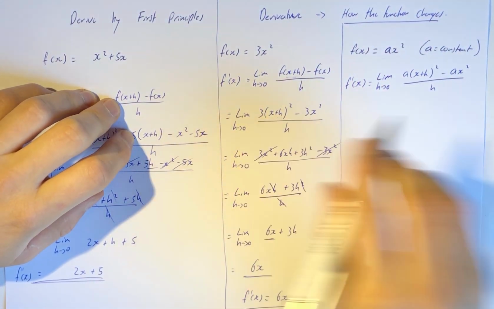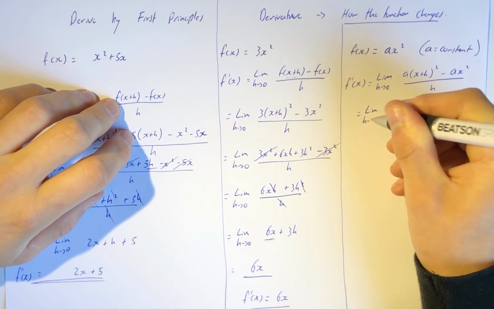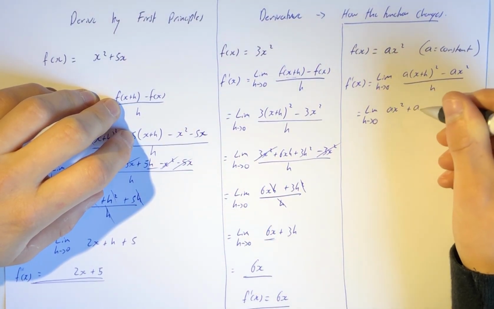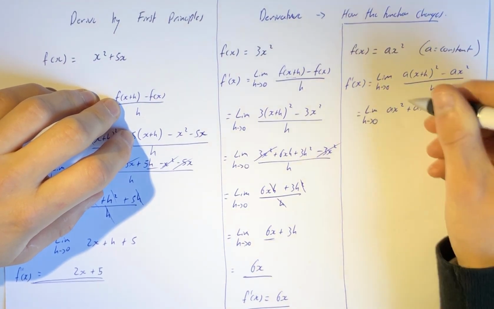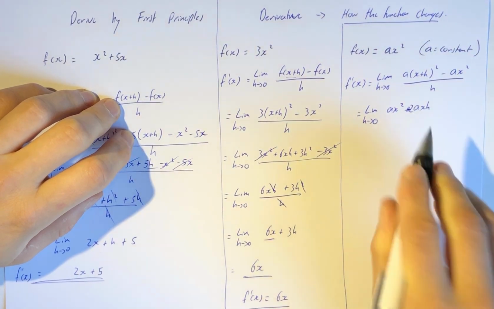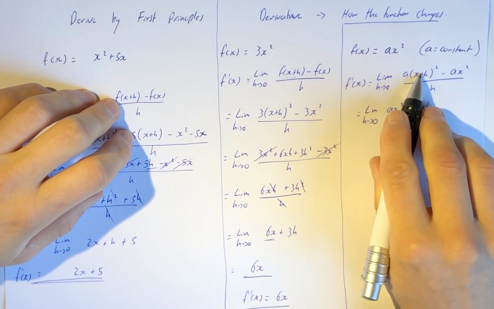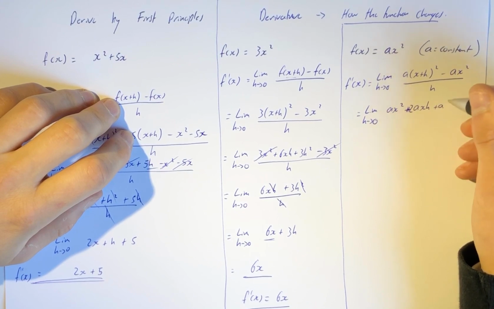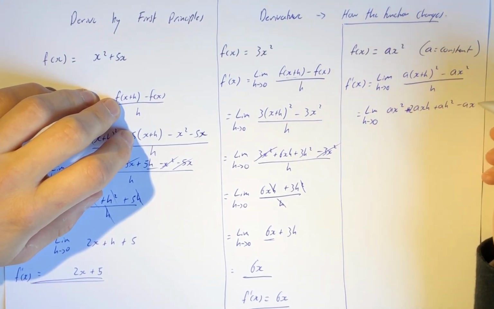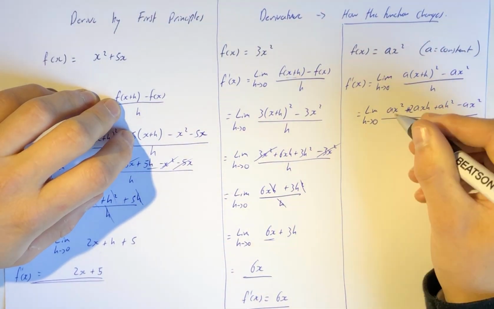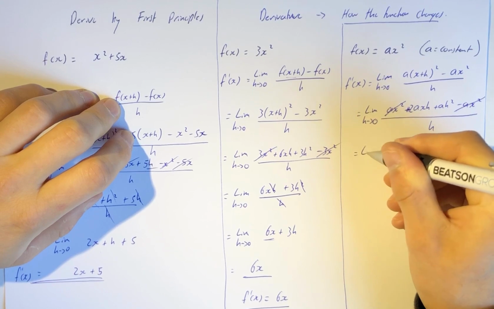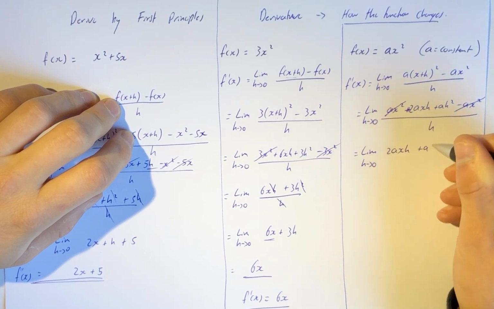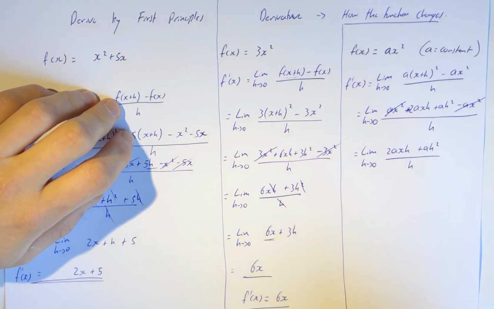all over h. So this is going to be the limit as h goes to 0 of ax squared plus axh plus 2axh. I'm going to get x times h plus h times x, so I get 2xh times a, so 2axh, plus ah squared, take away ax squared, all over h. Those ones will cancel out. I'm left with the limit as h goes to 0 of 2axh plus ah squared all over h.